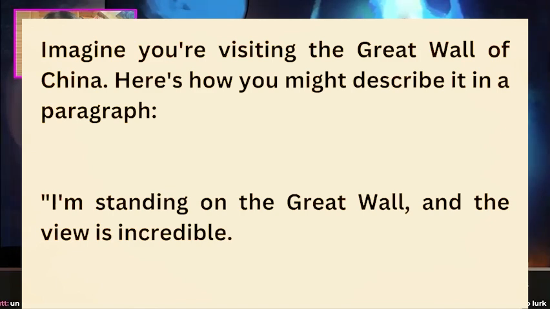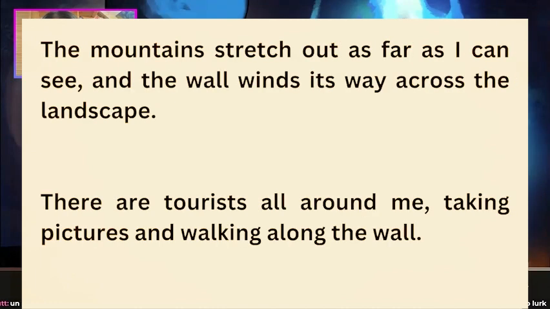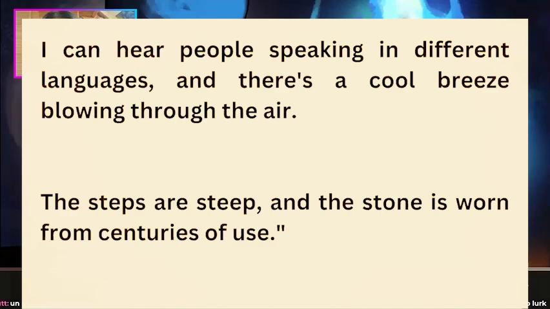I'm standing on the Great Wall, and the view is incredible. The mountains stretch out as far as I can see, and the wall winds its way across the landscape. There are tourists all around me, taking pictures and walking along the wall. I can hear people speaking in different languages, and there's a cool breeze blowing through the air. The steps are steep, and the stone is worn from centuries of use.